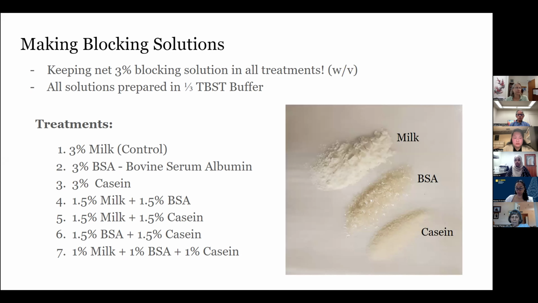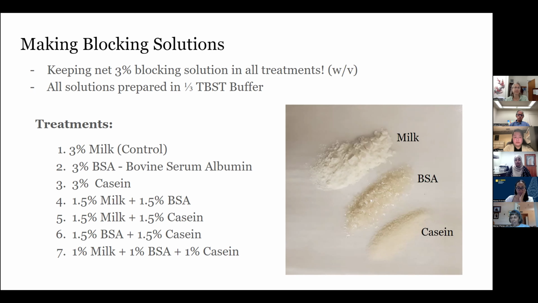So my first treatment was 3% milk as a control. My second treatment was 3% BSA, and my third treatment was 3% casein. And then treatments 4 through 7 are what I'm calling combination blockers. The first one is 1.5% milk with 1.5% BSA. Second is 1.5% milk with 1.5% casein. Third, 1.5% BSA with 1.5% casein. And last is a mixture of all three: 1% milk, 1% BSA, and 1% casein.